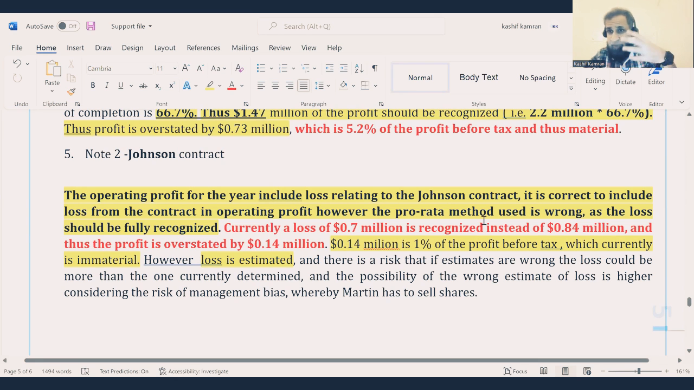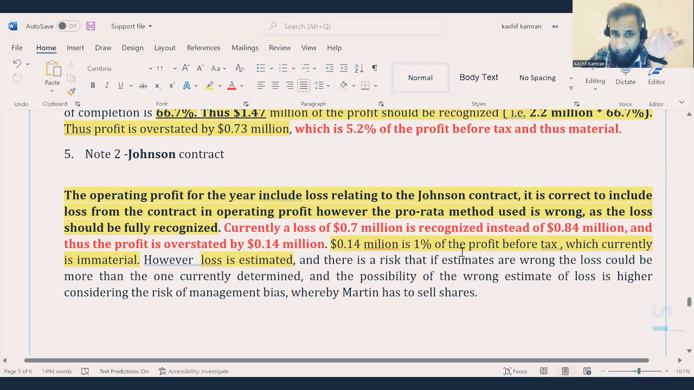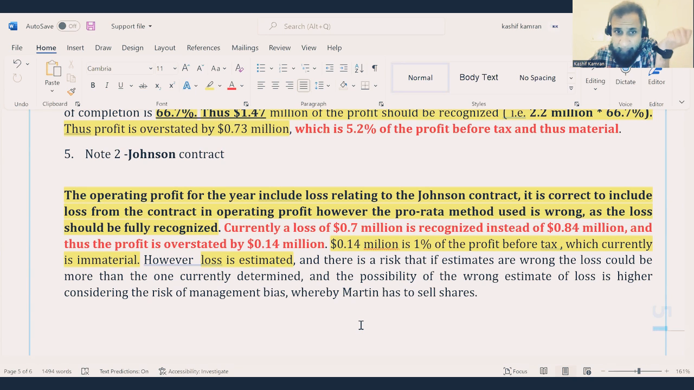What if the estimate of the loss is wrong? The loss should have been $1 million, and the management is saying the loss should be $840,000. What if the estimate of the loss is wrong? Will that affect the materiality of the loss? So currently, numerically, 0.14 million is immaterial. But what if the estimate of the loss is wrong? Can it affect the materiality of the loss?